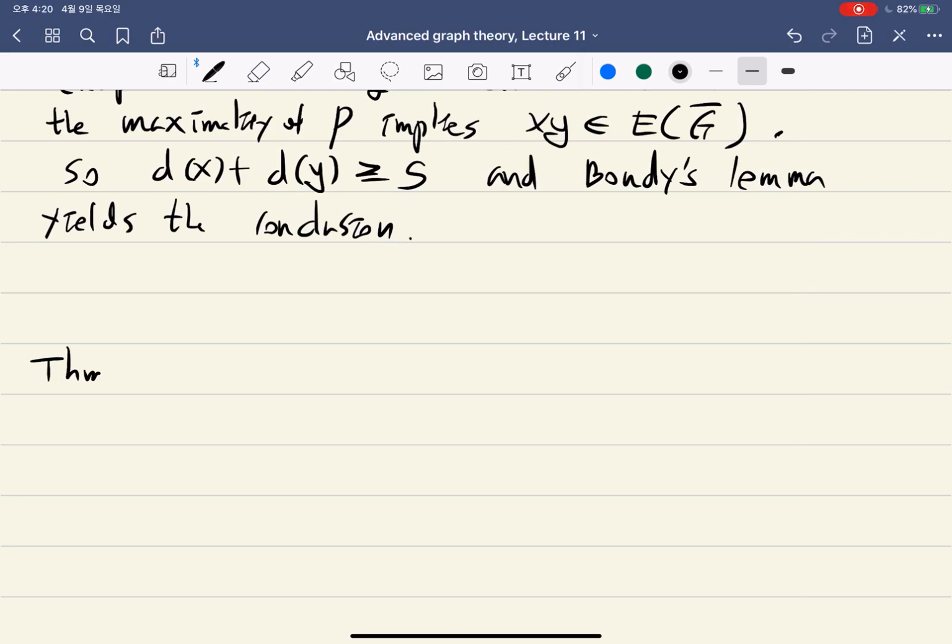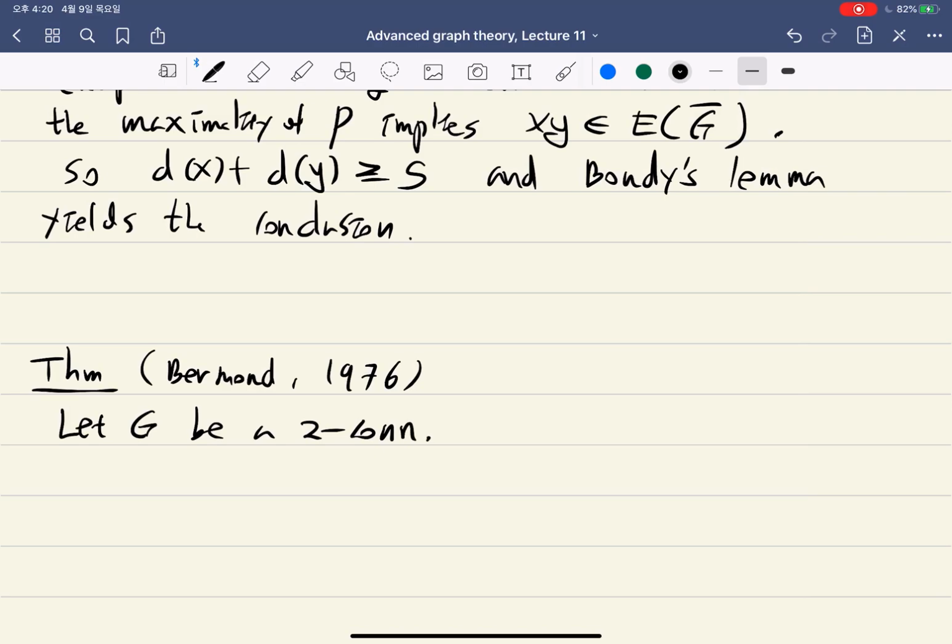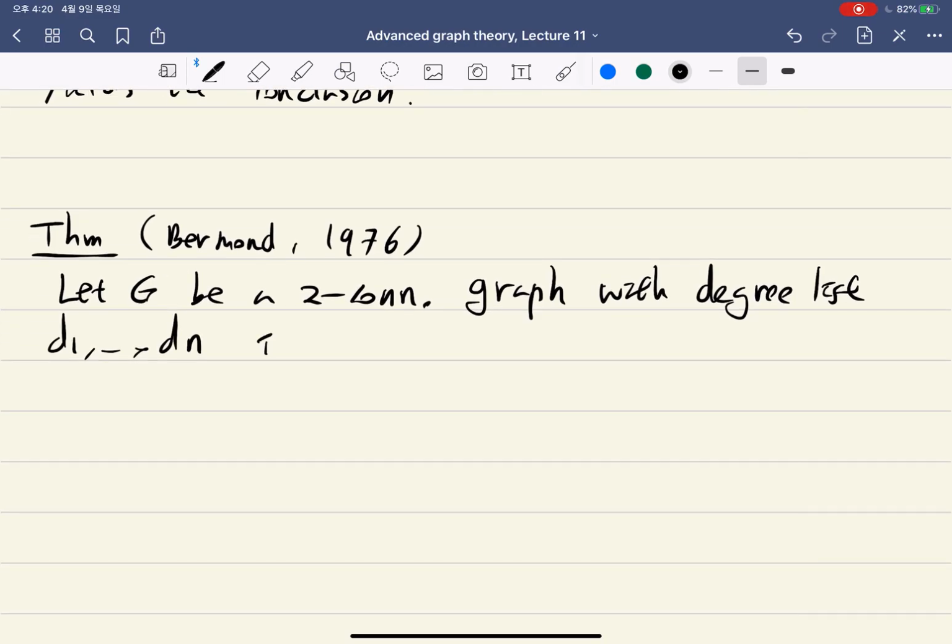And someone like the Chvátal theorem, let's prove one more, the degree sequence version of the theorem regarding long cycle. So again, let G be a 2-connected graph with degree sequence d1 to dn in non-decreasing order.